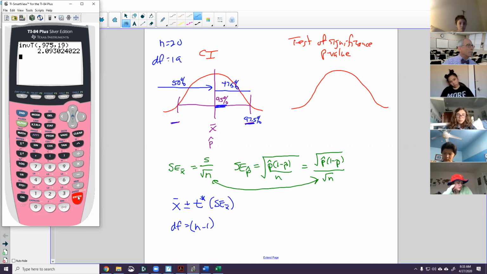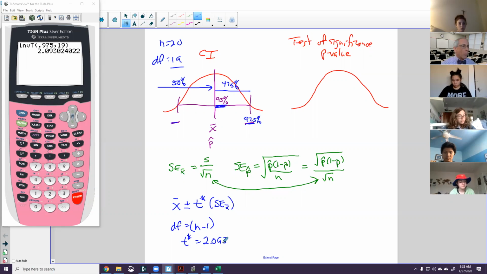It tells me that my t-score at this spot right here, so my t-critical value with 19 degrees of freedom, is equal to 2.093. Are we okay there?